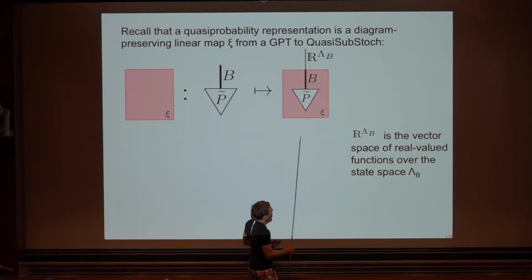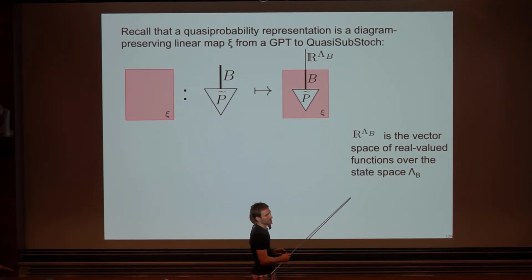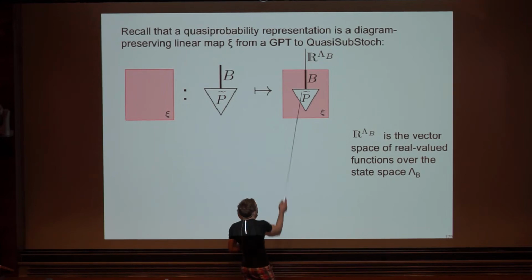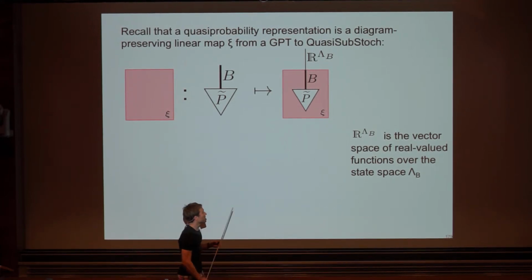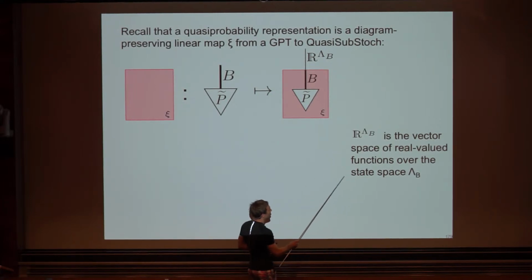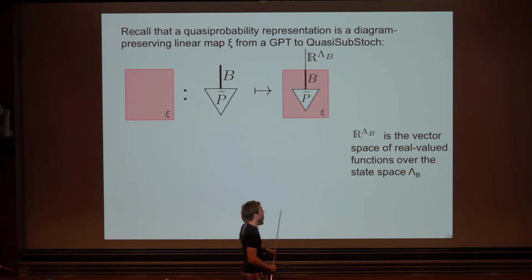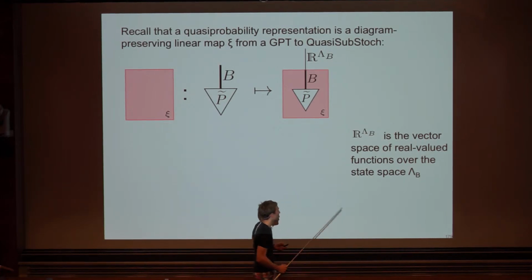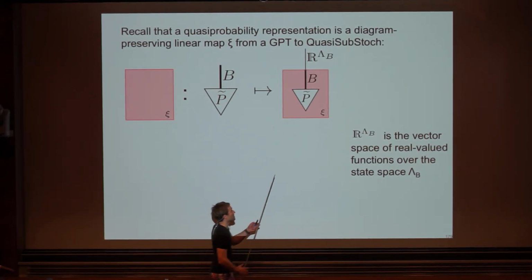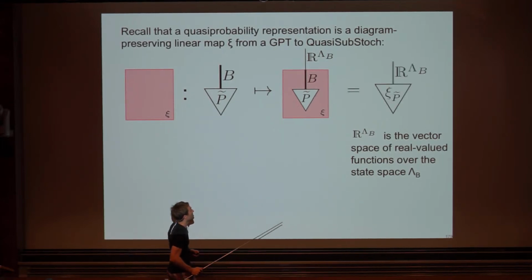I'm viewing systems here as associated with the vector space of real-valued functions over the ontic state space lambda b. Earlier I was labeling these systems just by lambda b and thinking of that as a classical random variable. This is just a slightly different mathematical formalization of the same thing, which will turn out to be a little more useful later on. So instead of labeling it just by the ontic state, I'm labeling it by the set of real-valued functions. This is the vector space in which the epistemic states live. It's the vector space in which the response functions live.